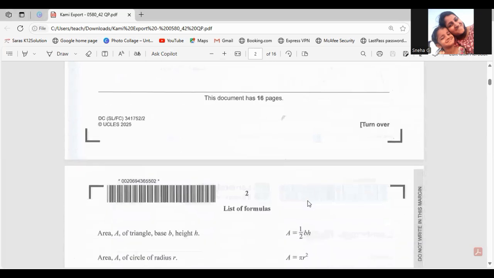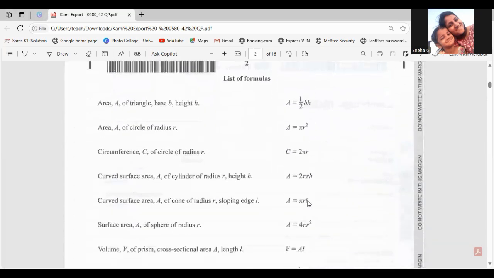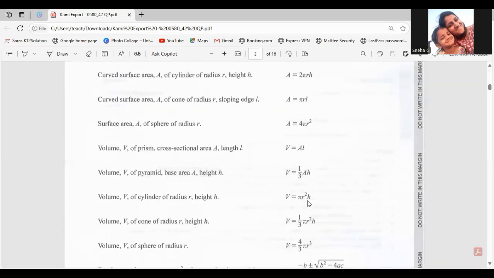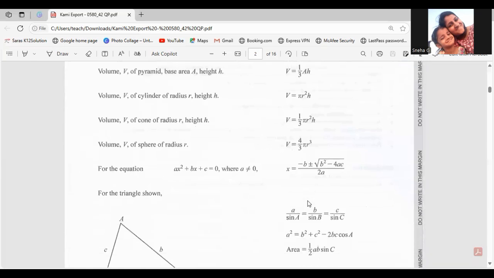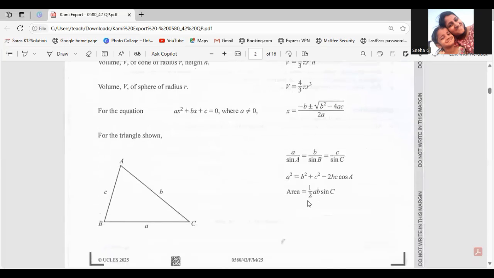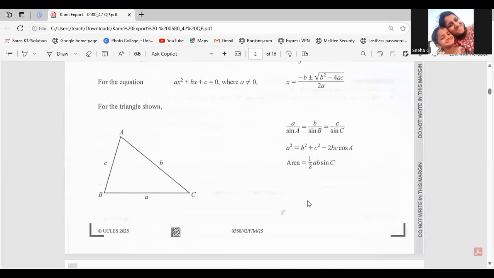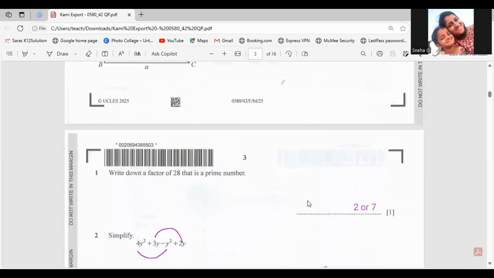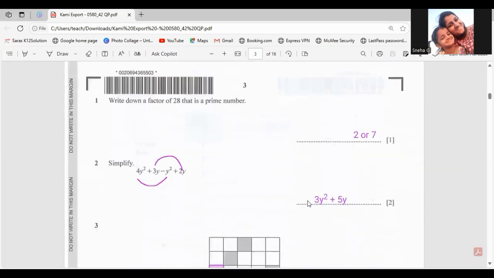As I scroll down through the paper, you can see the second page has a list of formulae that will be required to solve the questions asked in this question paper. Here we are on page number 3, question number 1. The examiner asks us to write down a factor of 28 that is a prime number.